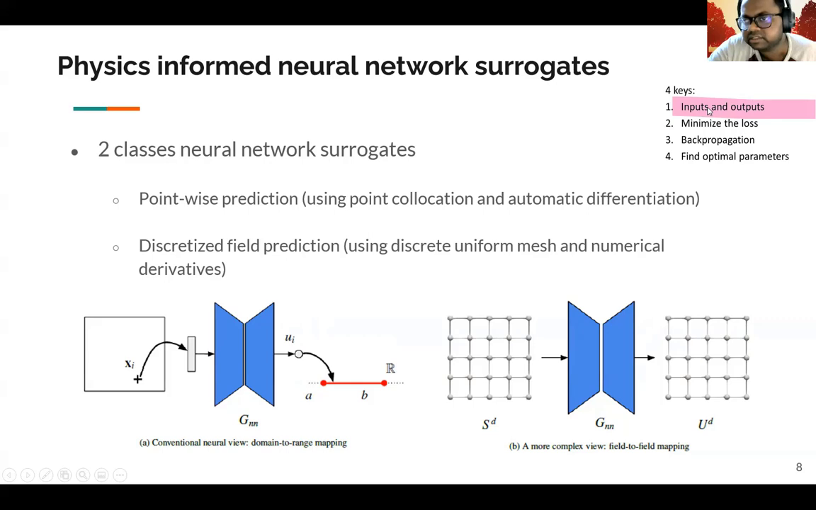Depending on these inputs and outputs, in the next few slides we'll be looking at how we define the neural network to learn from this input to output. Then minimizing the loss, backpropagation, and finding optimal parameters, which we looked at in the previous sessions, will remain similar. Minimizing the loss is one particular section we will cover again, in the context of how you define and evaluate the discrete derivatives, but pretty much the rest of the things remain the same.